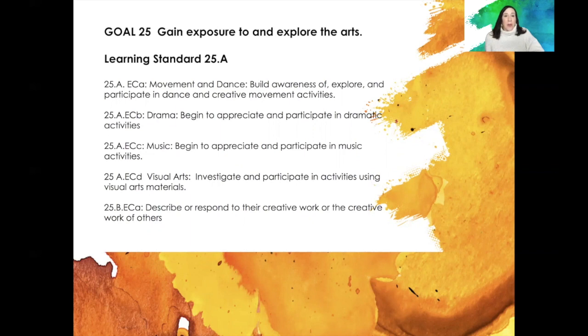So one of our goals here in gain exposure to and explore the arts is describe or respond to their creative work or the creative work of others. And this is intentionally looking at work that they have created in the classroom and talking about, why did I do this, or why did I use these colors, and how did it feel when I did this? So not just having them create things, but having them think about the process involved, think about the feelings involved. Okay.